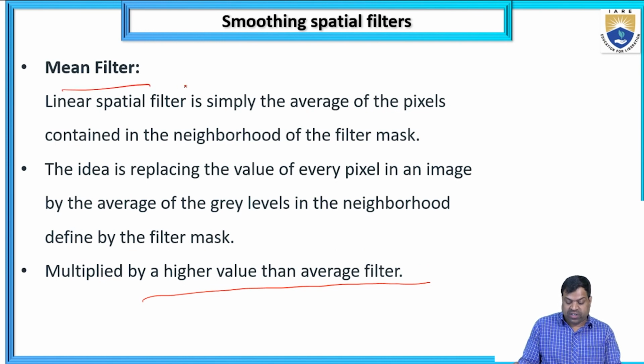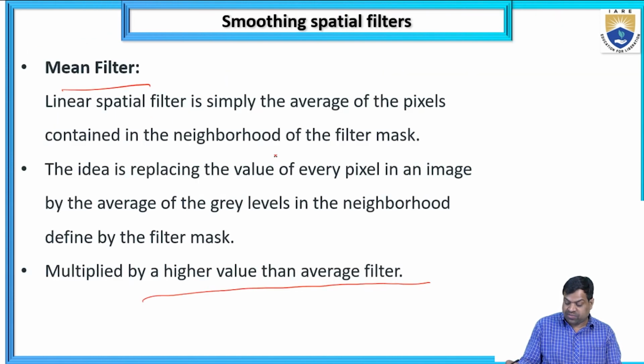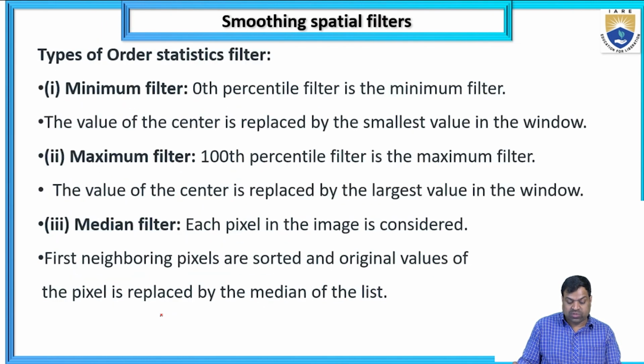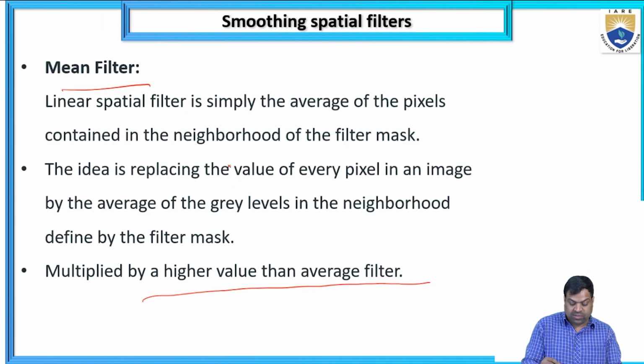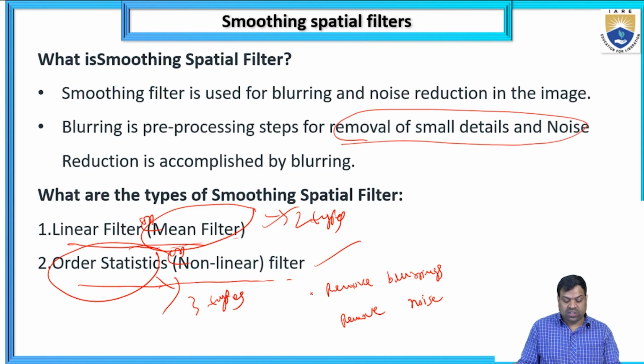So what is a mean filter? The types of mean filter are the averaging filter and the weighted averaging filter, so mean filters are two types. The other is the order statistic filter. In the order statistic filter, how many types are there? The minimum filter, maximum filter, and median filter. So linear filters are two types, non-linear filters are three types: the mean filter and the order statistic filter.